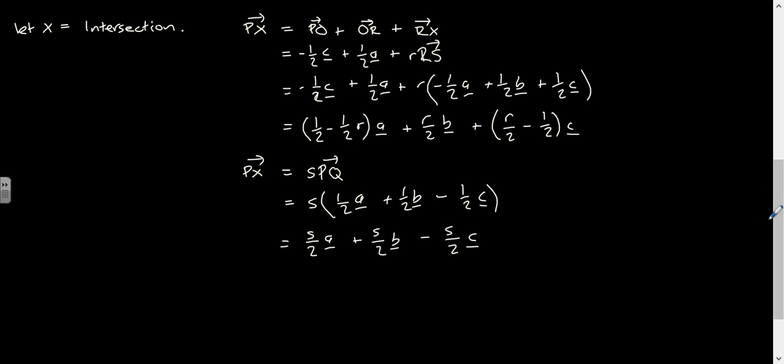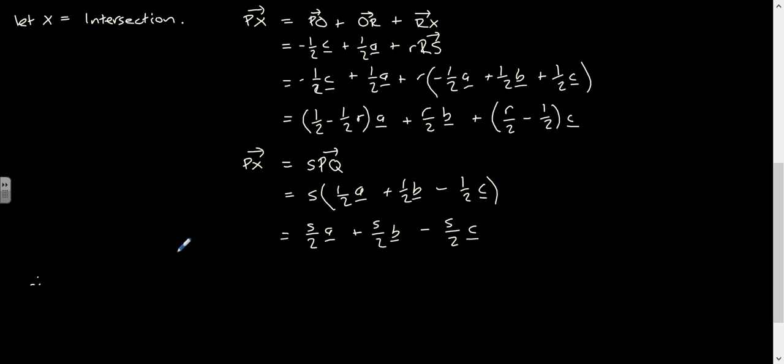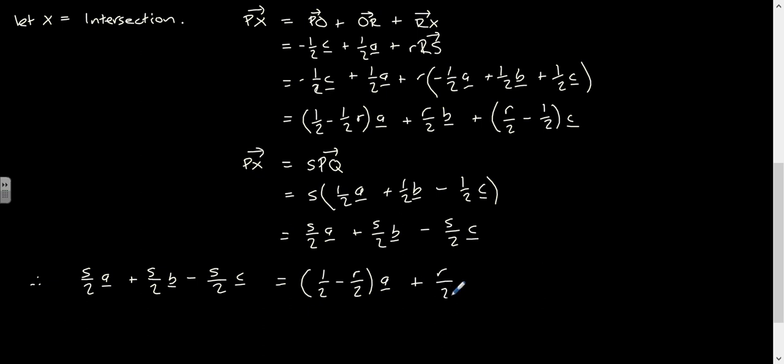So what I've got now is two different ways of getting to the same point from the same point. One of them goes through the vector RS that we wrote down at the start, and the other one goes through the vector PQ. Now it's really important that we're doing the same vector P to X, because we're going to equate these two. So therefore, S over 2 A plus S over 2 B minus S over 2 C is equal to 1/2 minus R over 2 A from this line plus R over 2 B plus R over 2 minus 1/2 C.